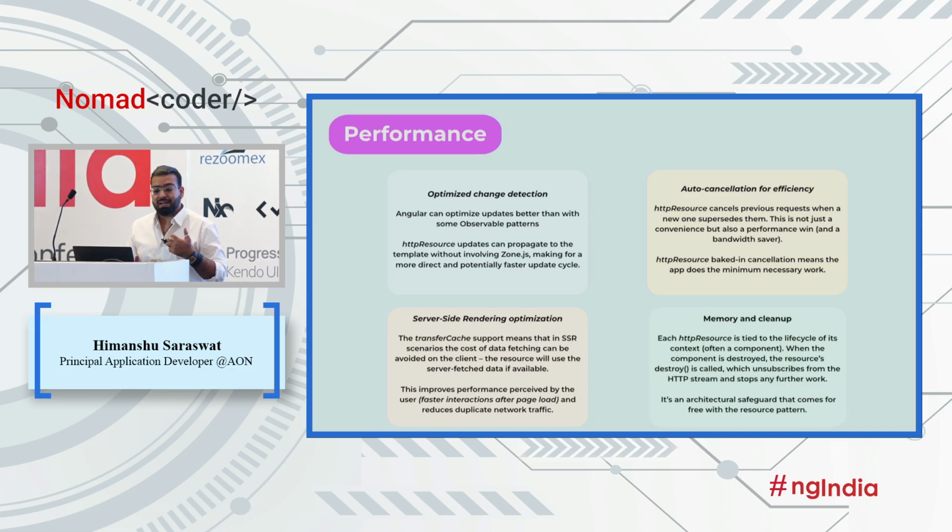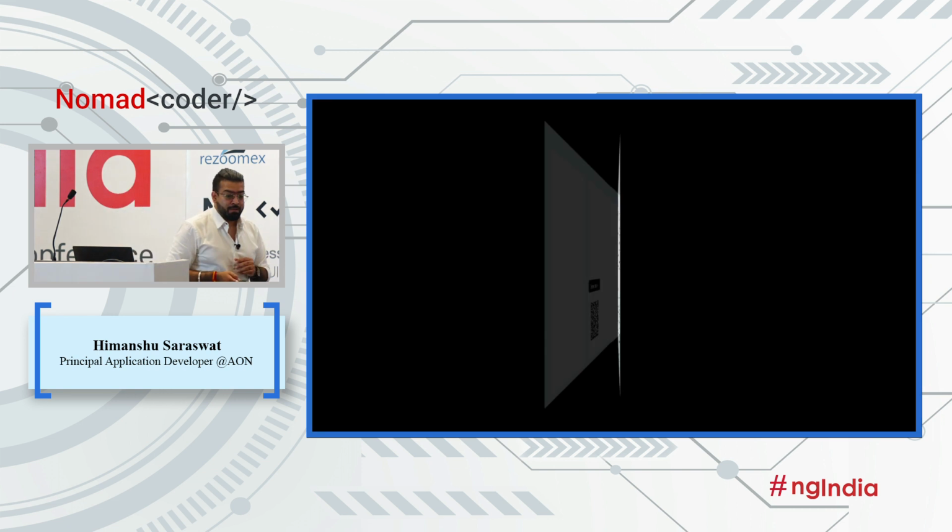Last one is memory and cleanup. Each HTTP resource is tied to the lifecycle of the context, and in most of our cases, it's generally dependent on the component. So as soon as the component is destroyed, your HTTP resource API will stop working. It's an architectural safeguard that comes for free with the resource pattern.